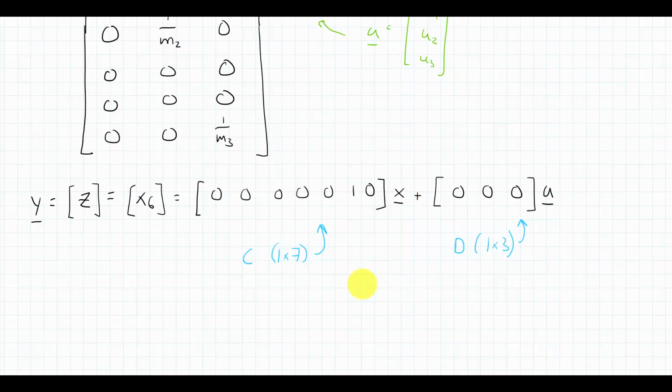So in order for this right-hand side to be equal to x6, then C has to be all zeros except a 1 in the 6th position to pull out that x6. And D has to be all zeros because there is no U expression in the output that we are tracking. But we do have to preserve the correct sizing for C and D so that the linear algebra is going to work out correctly.